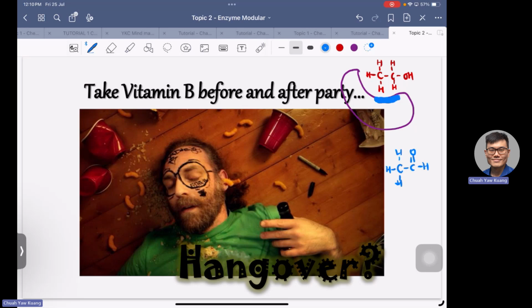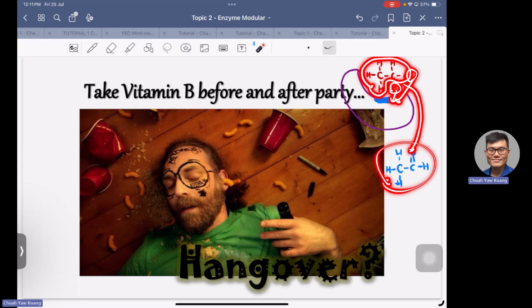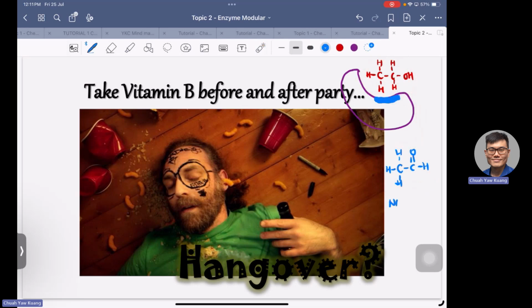If you still remember how the coenzyme works, coenzyme will help to transfer. In this case, dehydrogenase is basically going to transfer the 2 hydrogen, so that this one will become the acetaldehyde. So it transferred to become NADH plus H plus. So you can see that this is how the NAD actually works. That's how the coenzyme actually works.